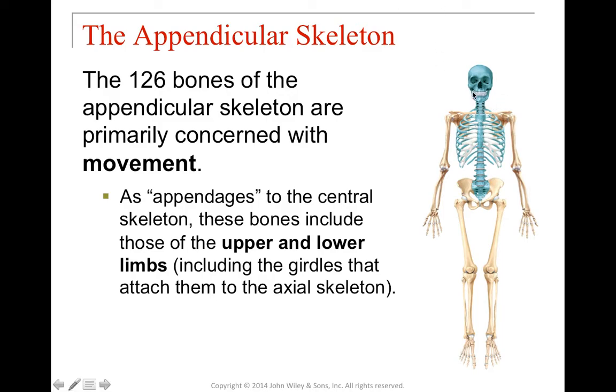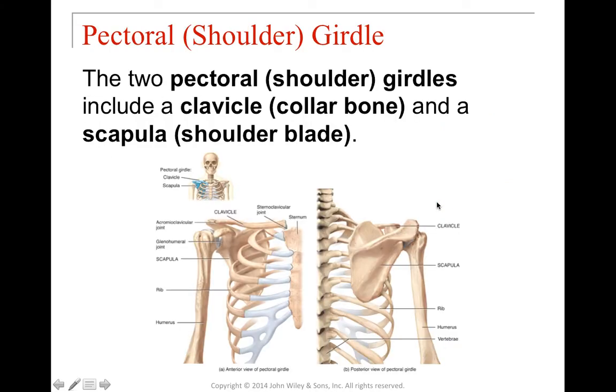So the axial skeleton is everything that's shown in blue, including the skull, the rib cage, and the vertebral column. The appendicular skeleton is going to be everything associated with movements. That's all of your long bones. It also includes your shoulders and your pelvis, right? Your pectoral, what we call girdles. So as appendages, the bones include the upper and lower limbs. That includes the girdles that attach them to the axial skeleton. Again, that's going to be your shoulders and your pelvis.